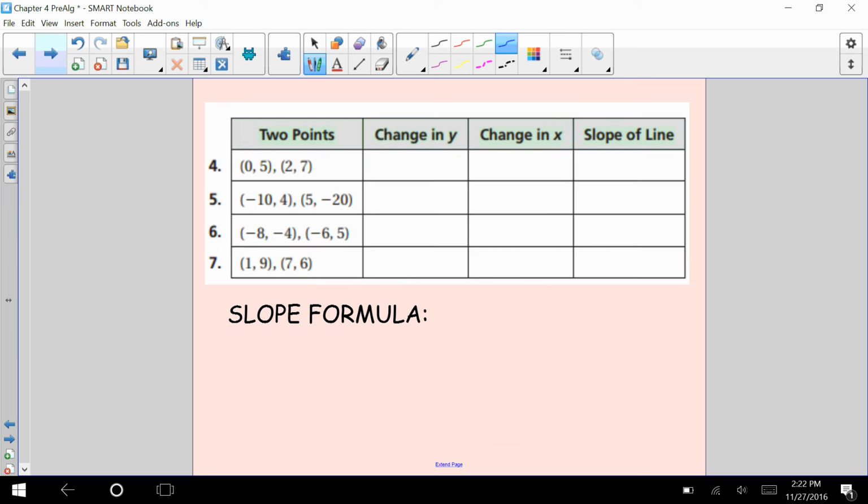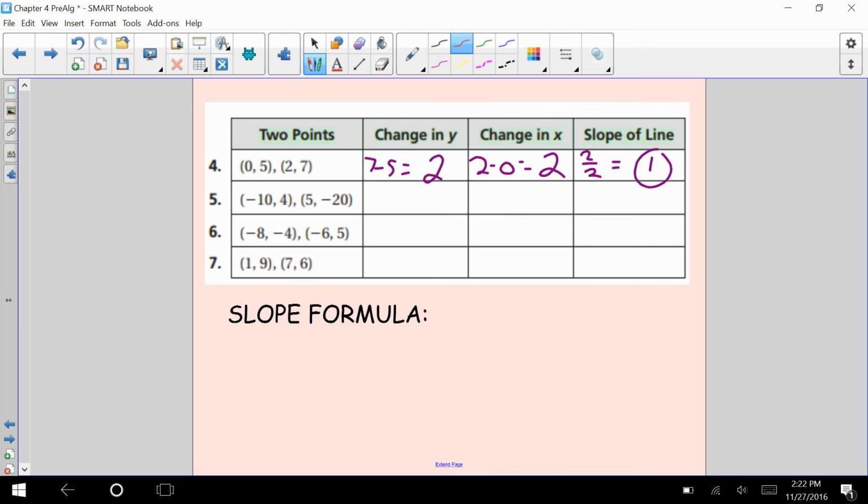All right, now if we're given 2 points to find the slope, we're going to find the change in y first. So I'm going to take my 7 minus 5. That gives me a change of 2. Then the change in x, I'm going to subtract my 2 x's. 2 minus 0, which gives me a change of 2. So my slope is y over x, which is 2 over 2, so my slope is just 1.